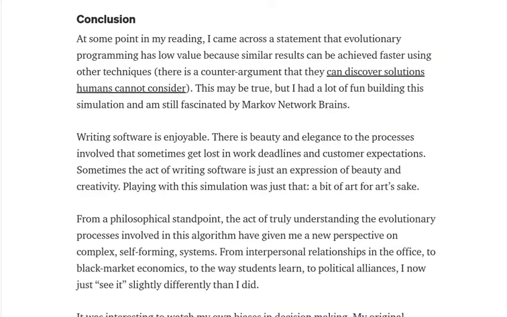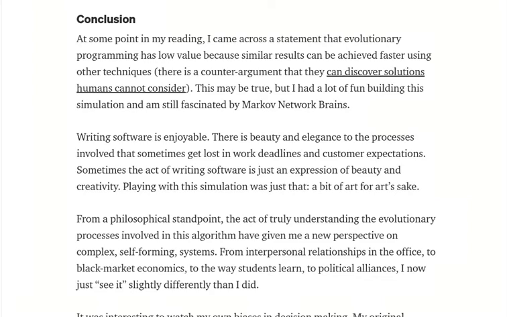Writing software is itself enjoyable. There's a beauty and elegance in the process involved that sometimes gets lost in work deadlines and customer expectations. Sometimes the act of writing software is just an expression of beauty and creativity. Playing with the simulation was just that, a bit of art for art's sake.